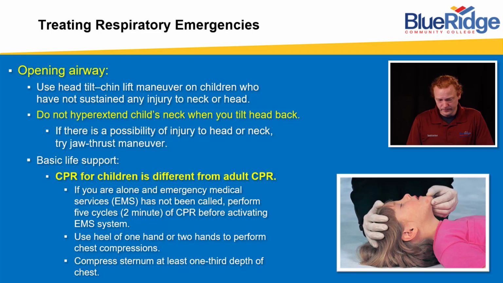Perform basic life support. You must use specific techniques when you perform CPR on a child. CPR for children 1 year of age to onset of puberty is different from adult CPR in three ways. If you are alone and EMS has not been called yet, you should perform 5 cycles or 2 minutes of CPR before going to activate EMS or to call 911. Use the heel of one hand or 2 hands to perform chest compressions, depending on the size of the child, and compress the sternum at least 1/3 the depth of the chest.